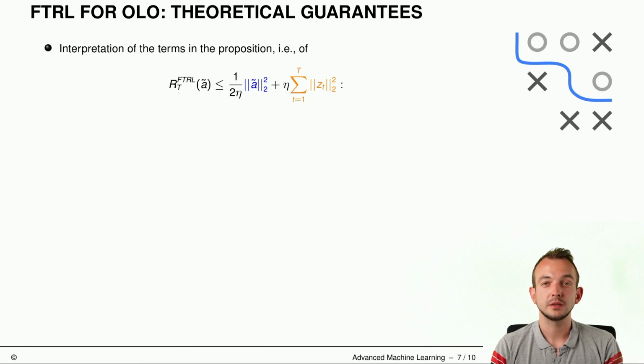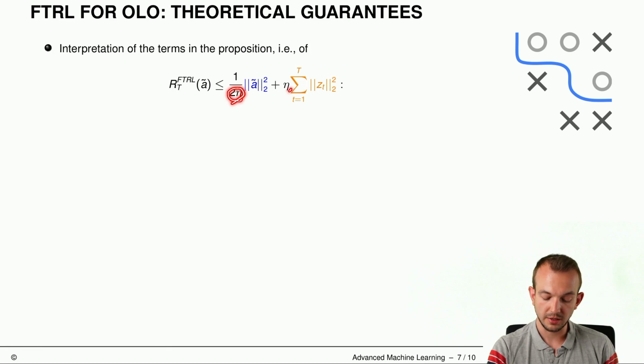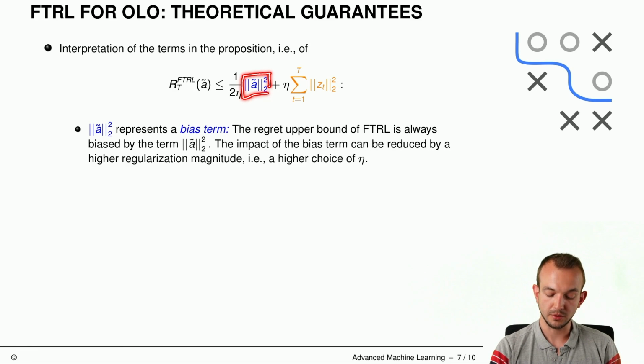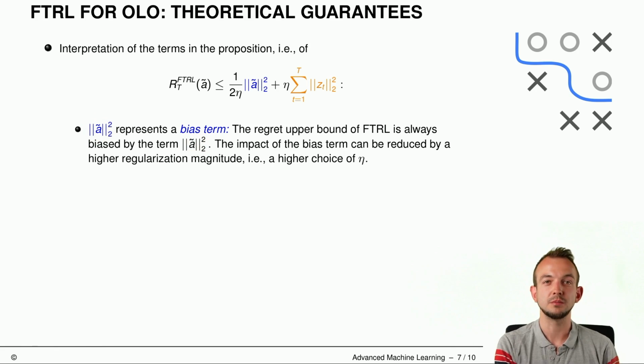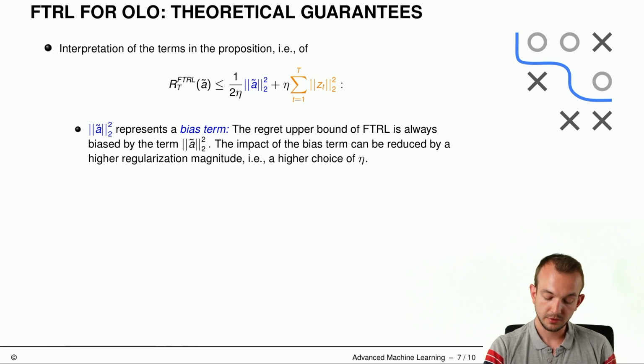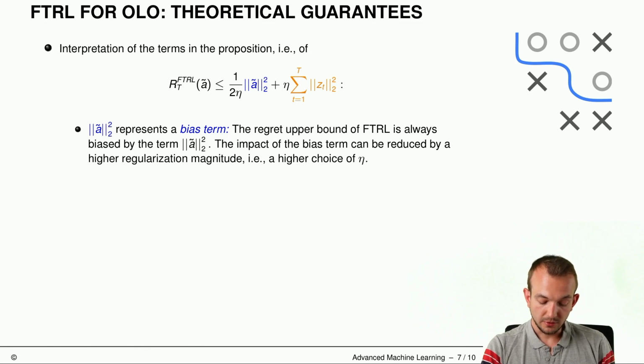Okay, so what is the purpose of this result? How can we use it to show something? Because right now we don't see any sublinear behavior or something like that. But what we see is we have two terms, and both terms have the opposite behavior with respect to the regularization magnitude, or the step size, as we also call it. The first term, the one where we have the eta in the denominator, can be interpreted as a bias term. So this regret upper bound is always biased by the squared Euclidean length of the competing action. So what can we do about this?